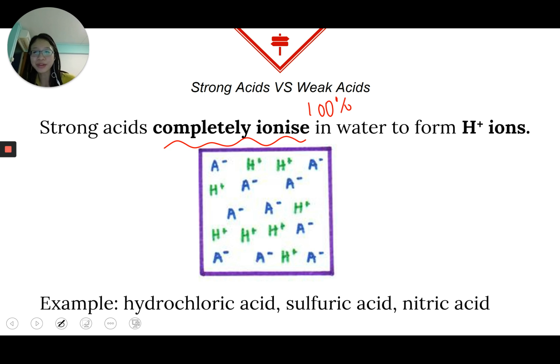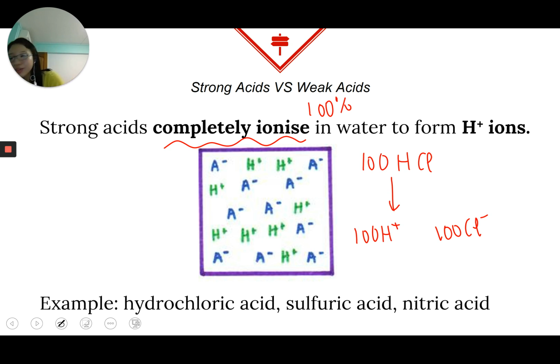Examples of strong acids are usually our laboratory acids like hydrochloric acid, sulfuric acid, and nitric acid. What does this mean? Let's say I have 100 HCl. HCl is a strong acid, so 100 of them will become H+, and then you will have 100 Cl-. They will be completely dissociated, 100% dissociated. So over here you would have a very high concentration of H+ ions.